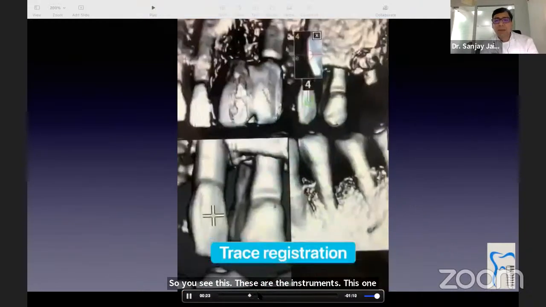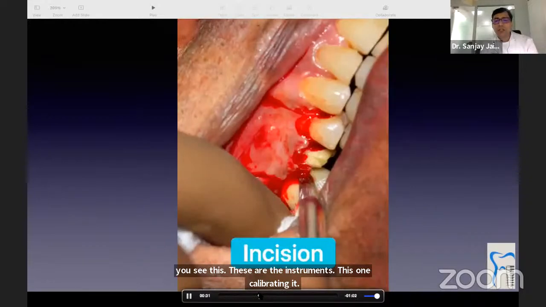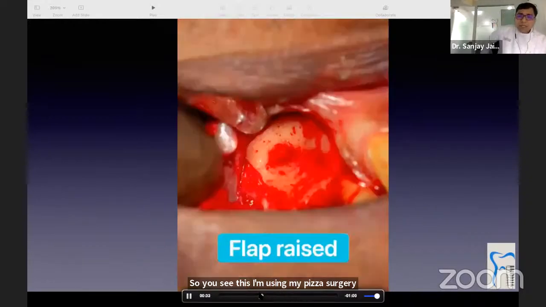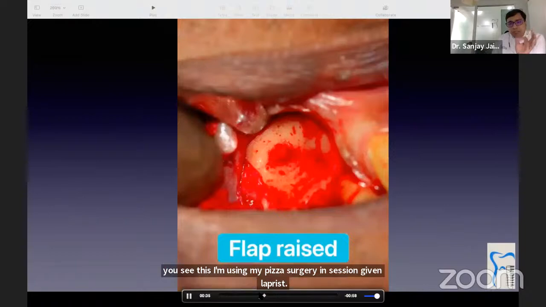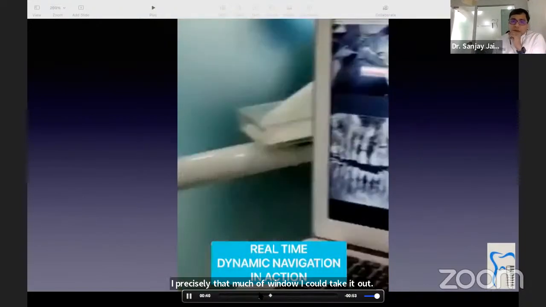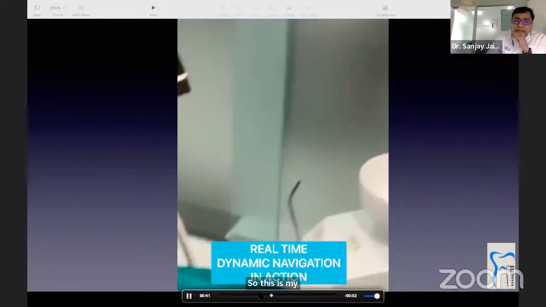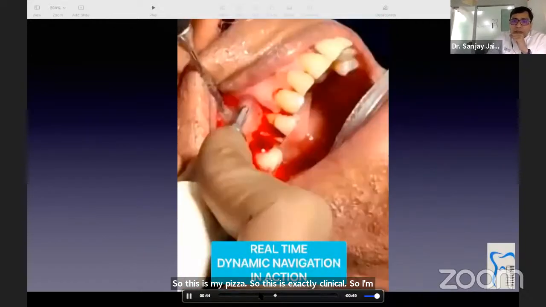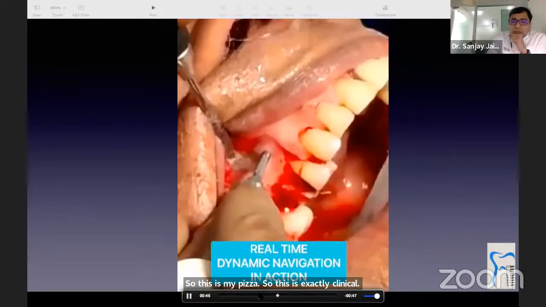So you see this, I'm using my piezo surgery, incision given, flap raised, and precisely that much of a window I could take out. So this is my piezo. This is exactly how it looks clinically. I'm using my piezo surgery, cutting out that much window of the bone.